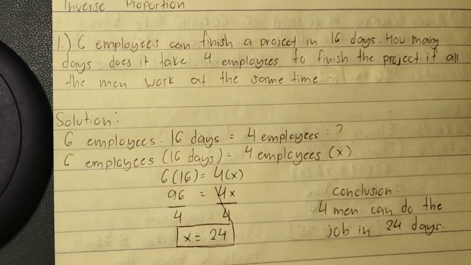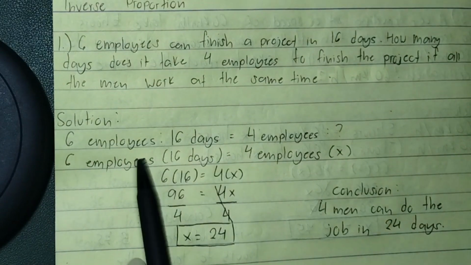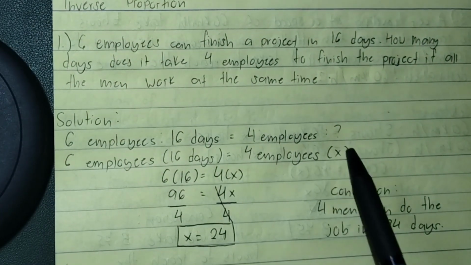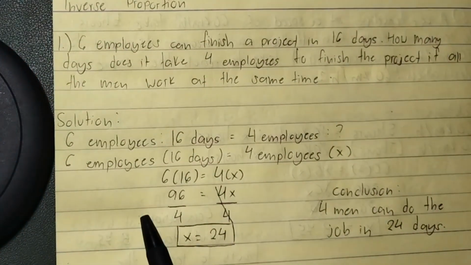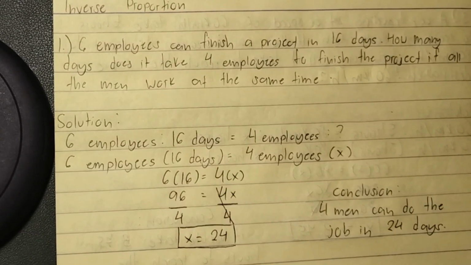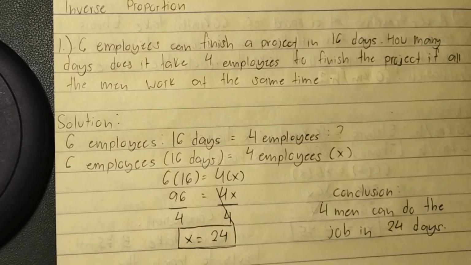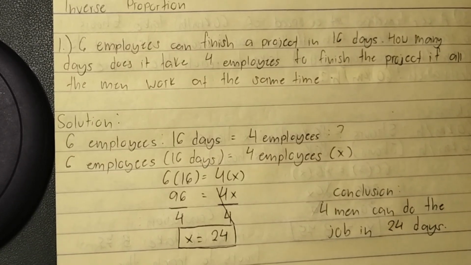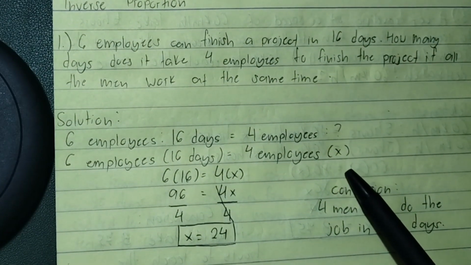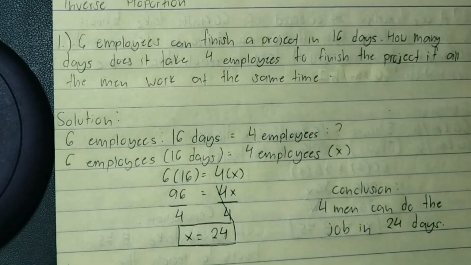So the first step is to set up the proportion. We can set up the proportion to represent the problem like this: 6 employees is to 16 days equals 4 employees is to x. We know that 6 employees can finish the project in 16 days, so we can plug these values into the proportion. Here, x represents the number of days it will take for employees to complete the project.